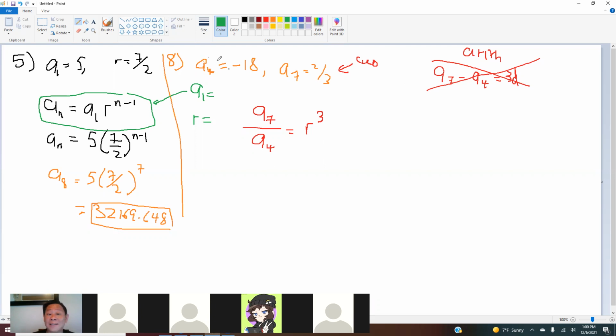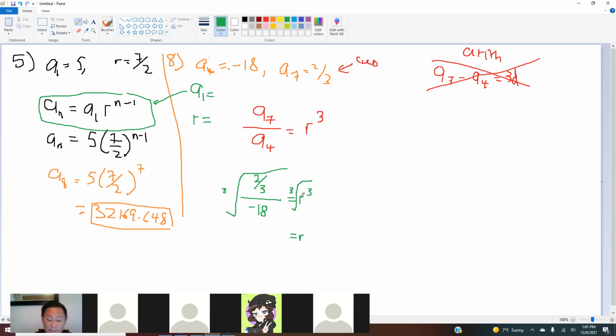So you take this and divide, and then you need to cube root it because it's a power of 3. Again, 3 came from the difference of 7 and 4. So a7 in this case is 2/3. a4 in this case is negative 18. And then this is r cubed. So you have to divide this and take the cube root of it. So this is how you find your r in this case.